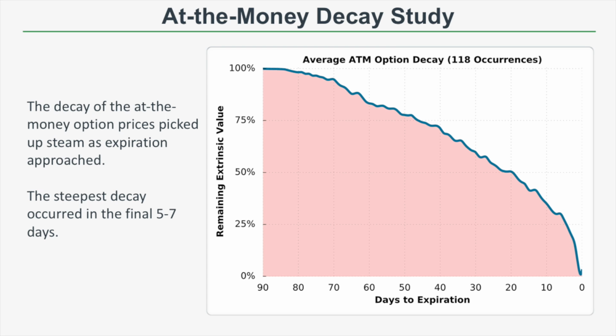If you look all the way out at 70 days to expiration to 50 days, the decay is really not that quick. However, in the final week before expiration, that's when at-the-money options lose most of their value. In fact, the last 25% of the at-the-money option prices comes out in the final 5 to 7 days. Now that's extremely important because if you're trading at-the-money options, especially if you're buying at-the-money options, you need to know that in those last 7 days before expiration, that's when you face the greatest potential losses from time decay.